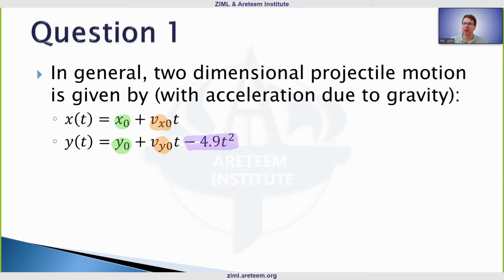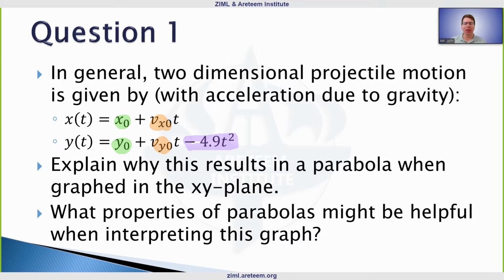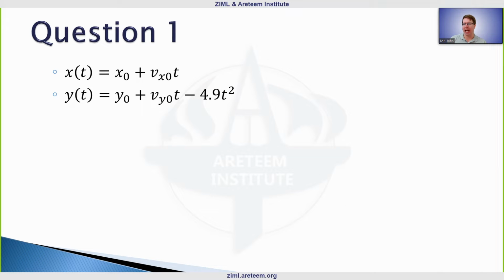We're going to talk a little bit about some calculus in a few minutes later in this video. But in general, we don't need to worry too much about where these equations come from for right now. And our first question was, explain why this results in a parabola and what properties of parabolas might be helpful when interpreting this graph. That's where the simplification we'll see later, of this being a parabola when it's not quite a parabola, will be pretty helpful because of the properties we can take advantage of for parabolas. Now, our first goal is explaining why this results in a parabola.